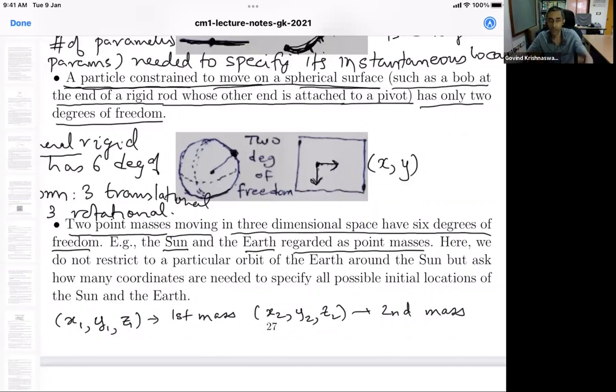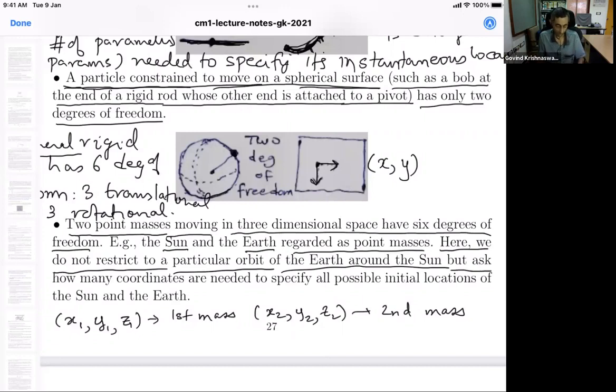It is important to bear in mind that this fact that it has 6 degrees of freedom is independent of what the force between the sun and the earth is. We just need 6 coordinates to locate the sun and the earth at any one instant of time. What is more, while talking about degrees of freedom, we do not restrict to any particular orbit of the earth around the sun. I mean, you may know that earth follows some orbit. That is irrelevant to counting the number of degrees of freedom.